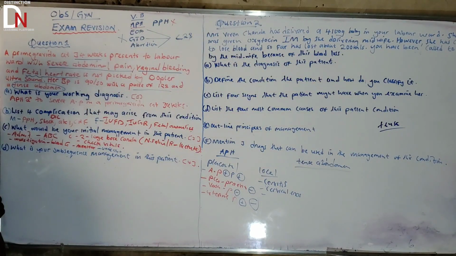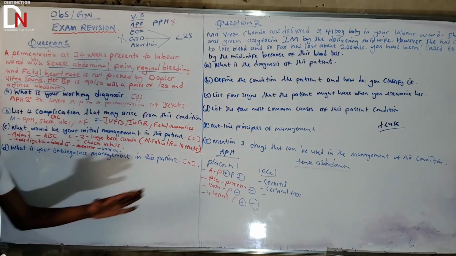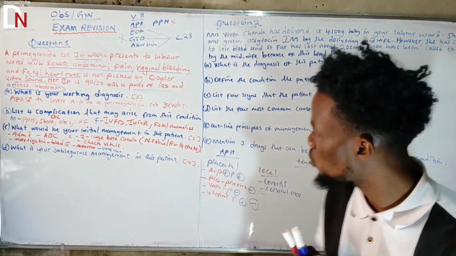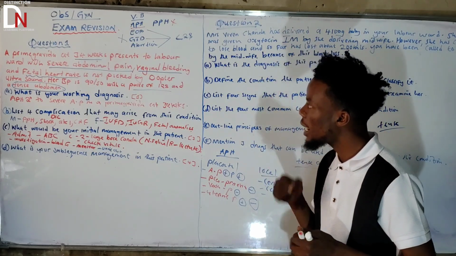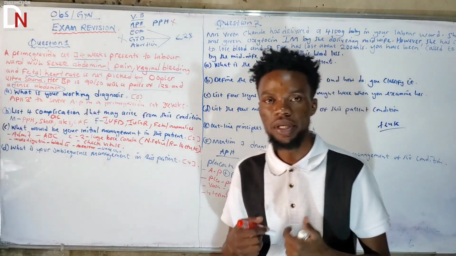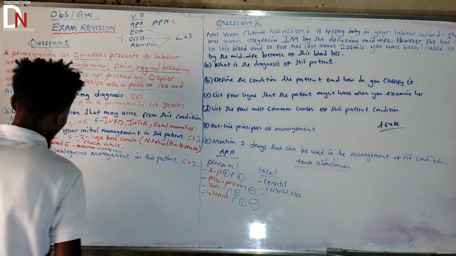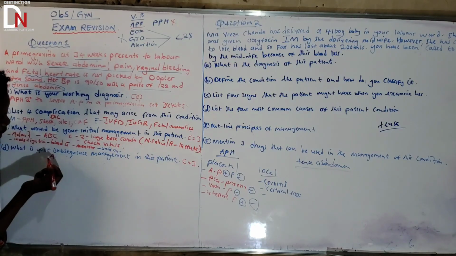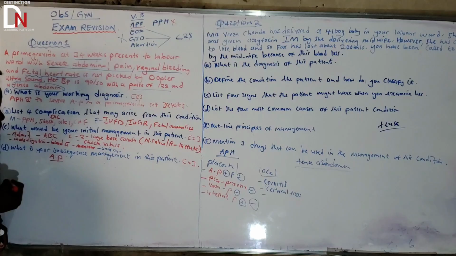Then let's go to this last question, which is: what is your subsequent management in this patient? This is carrying 4 marks. Also, make sure that you understand this one. Okay. So subsequent management, basically they're asking us how best you can manage abruptio placenta. They're asking us how you can treat abruptio placenta. Let's just say AP.